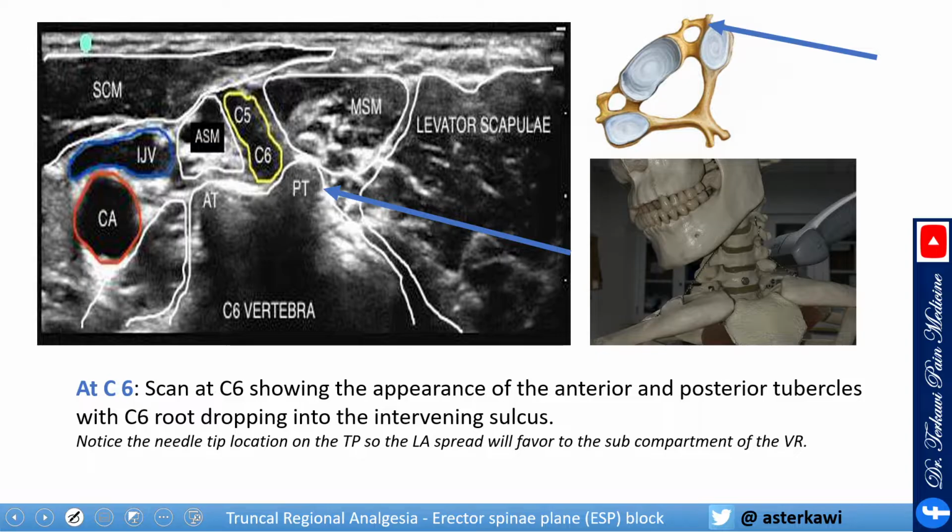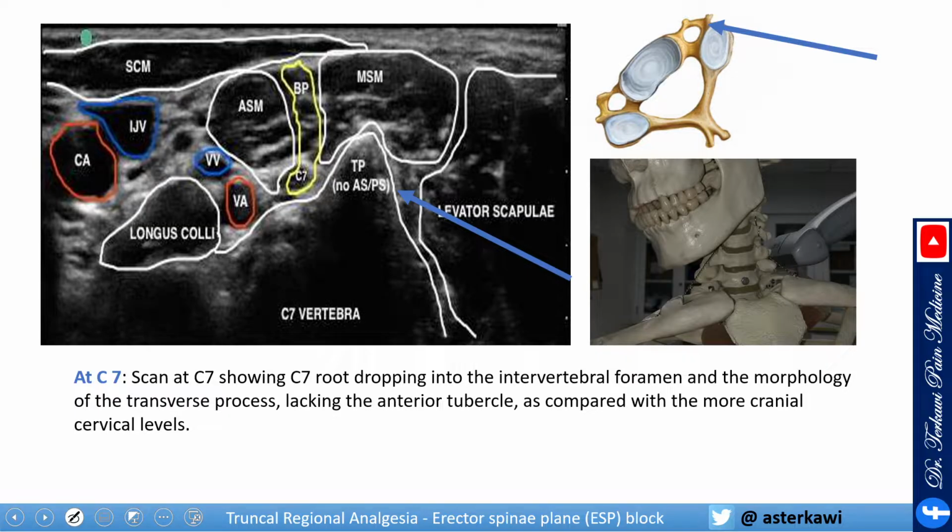Now, when we go slightly lower to C6, here you have the posterior tubercle and the anterior tubercle, and again you aim here and hopefully the medication will spread to the brachial plexus and back to the other branches. Then you go lower, the vertebra here is slightly different, so C7, as you see, the C7 root is dropping into the intervertebral foramen, and it's slightly different. So here you have the TP again, aiming at this area, so it can spread alongside the middle scalene.